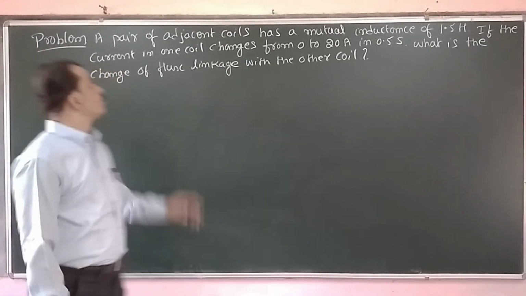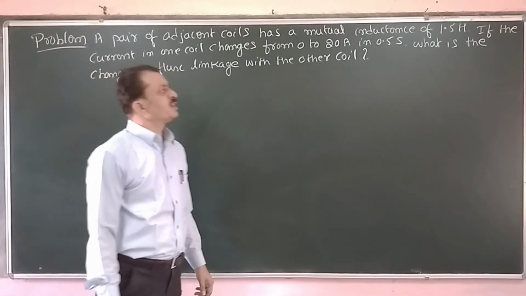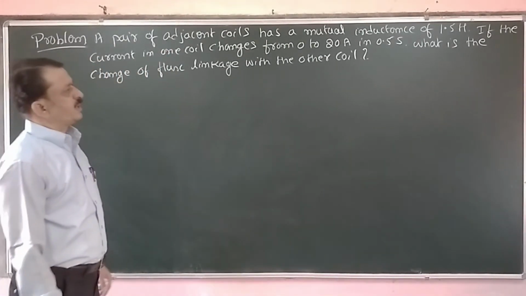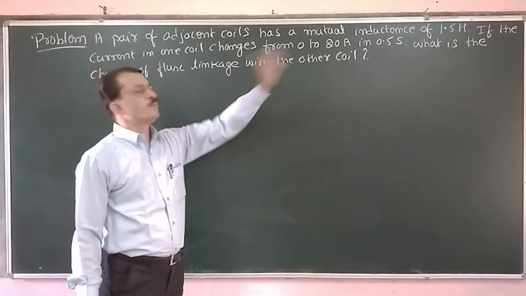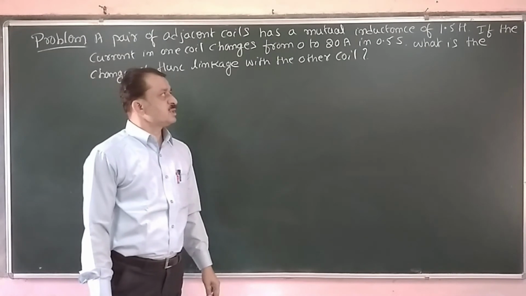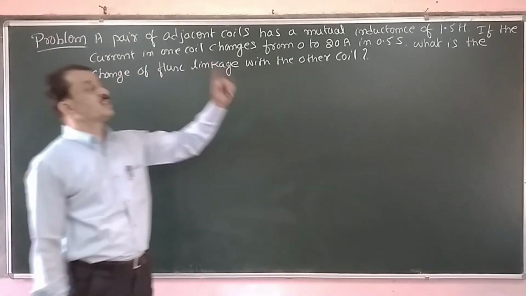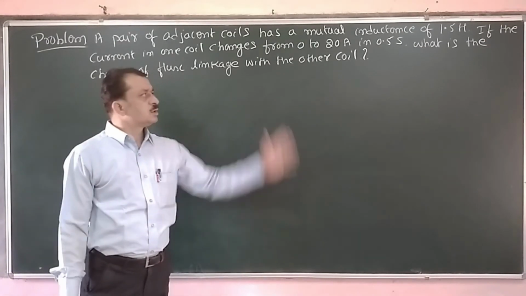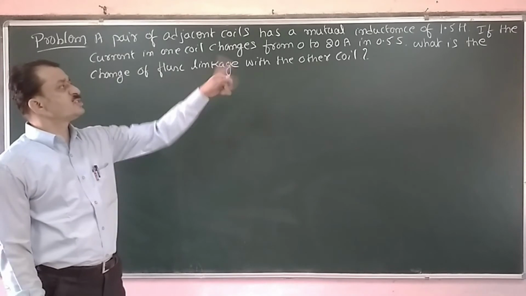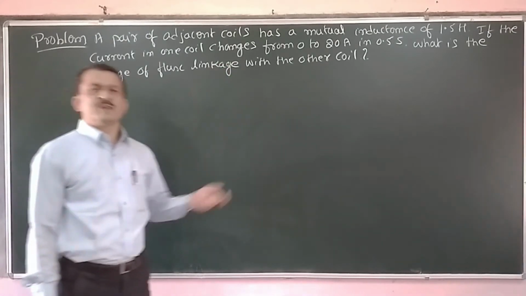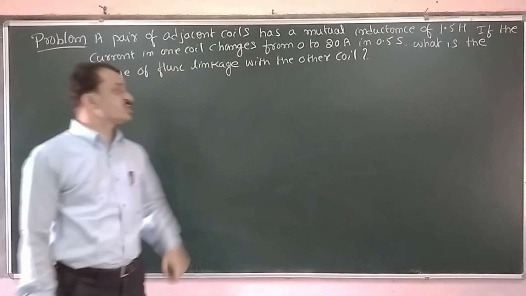Next problem. A pair of adjacent coils has a mutual inductance of 1.5 Henry. If the current in one coil changes from 0 to 20 amps in 0.5 seconds, what is the change of flux linkage with the other coil? Now it is the case of a coil-coil experiment. In one coil the current is changing. In the other coil we are going to work out what is the flux linkage.